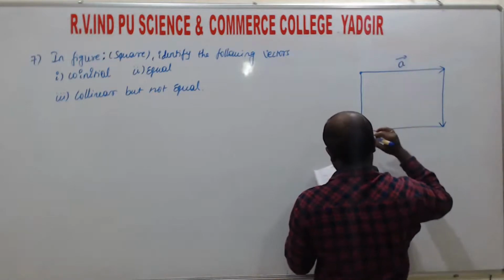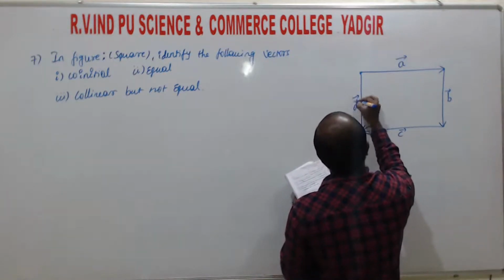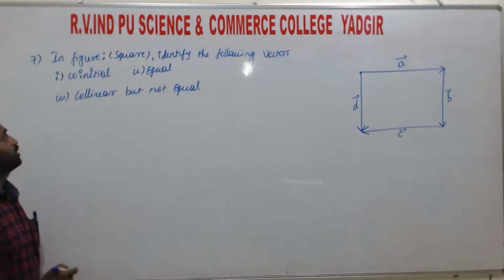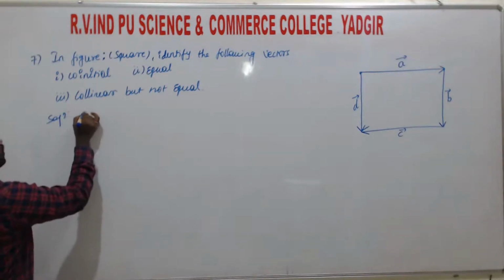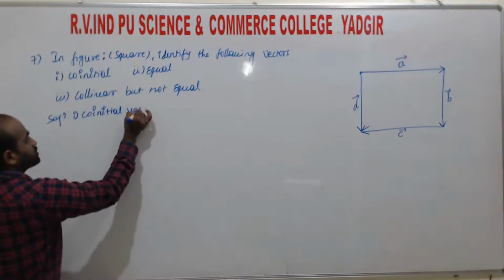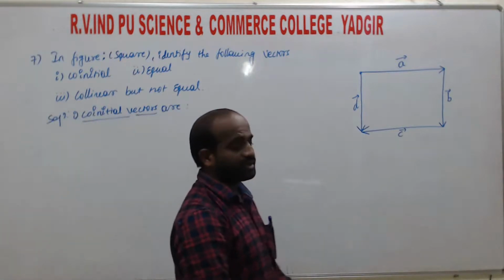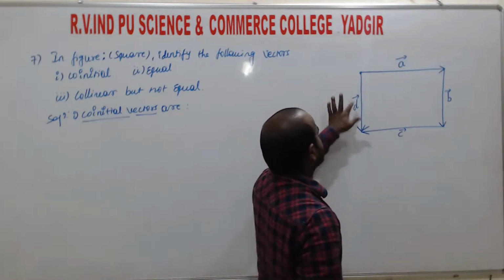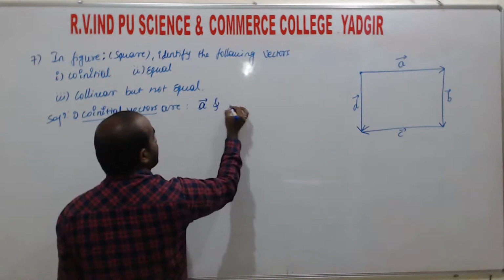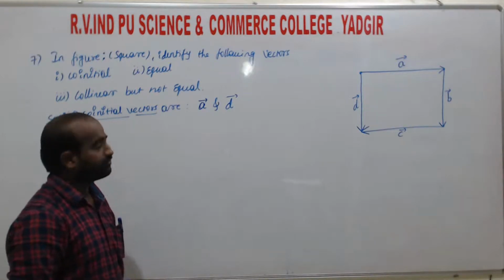A vector, B vector, C vector. This one is D vector. Okay, first one, co-initial vectors. Co-initial vectors means same initial point. A vector and C, A and D vector are co-initial vectors. Same initial point. Starting point is same.